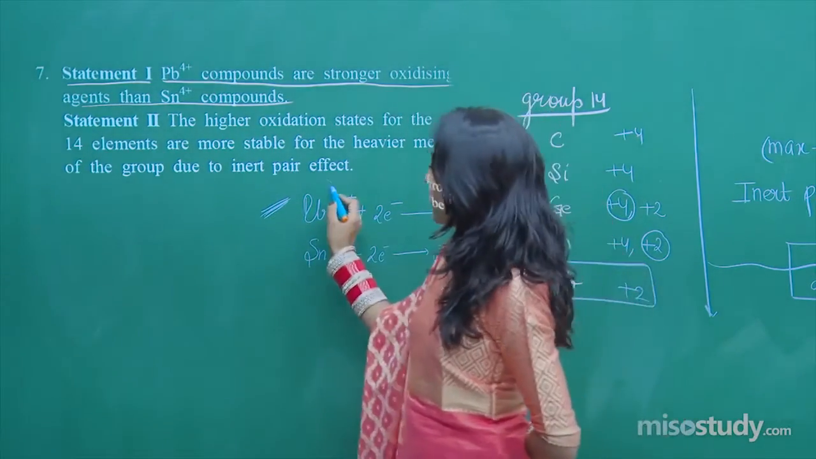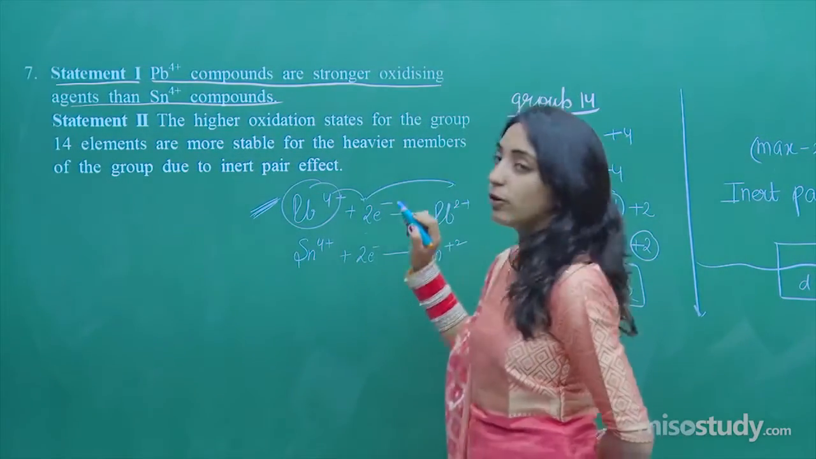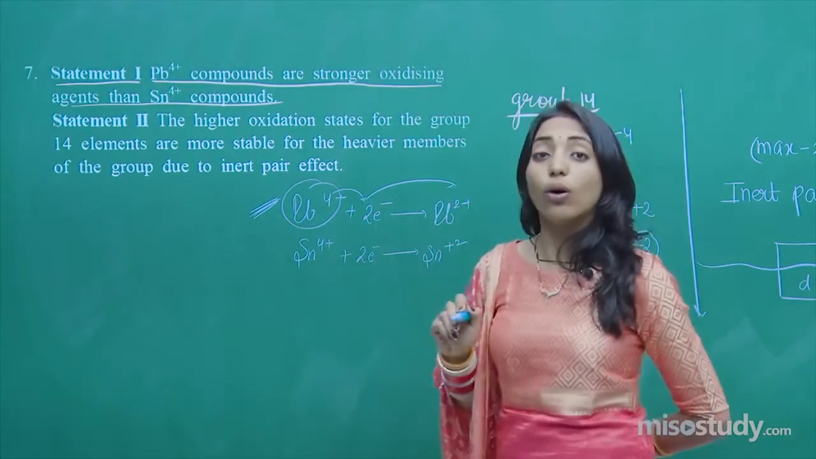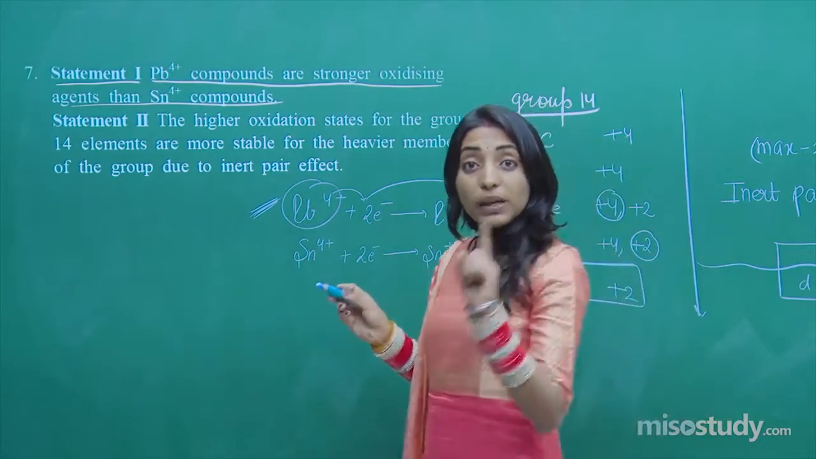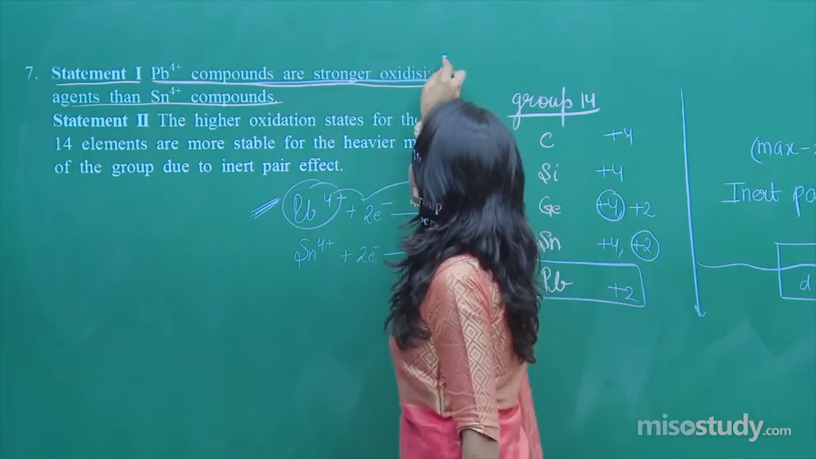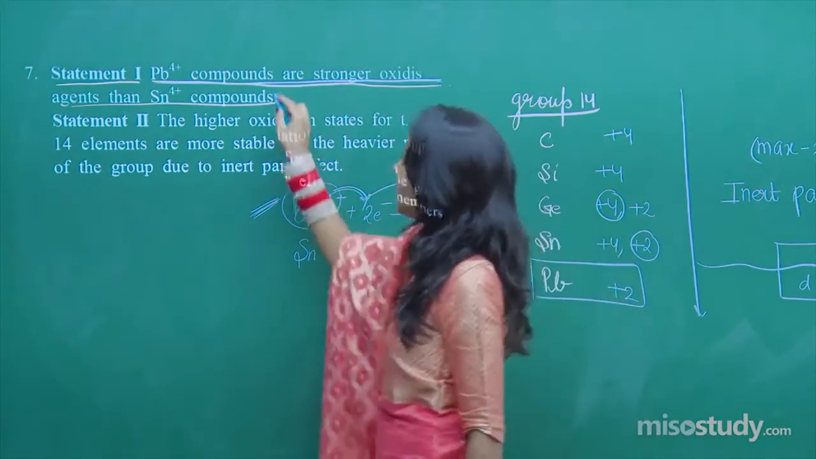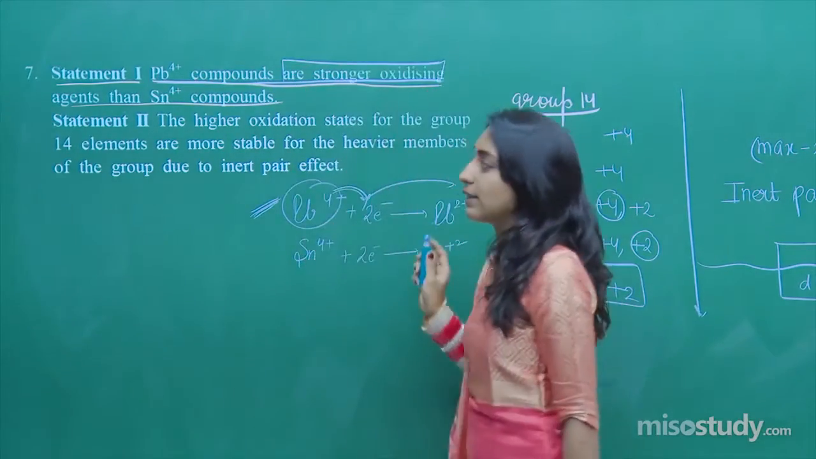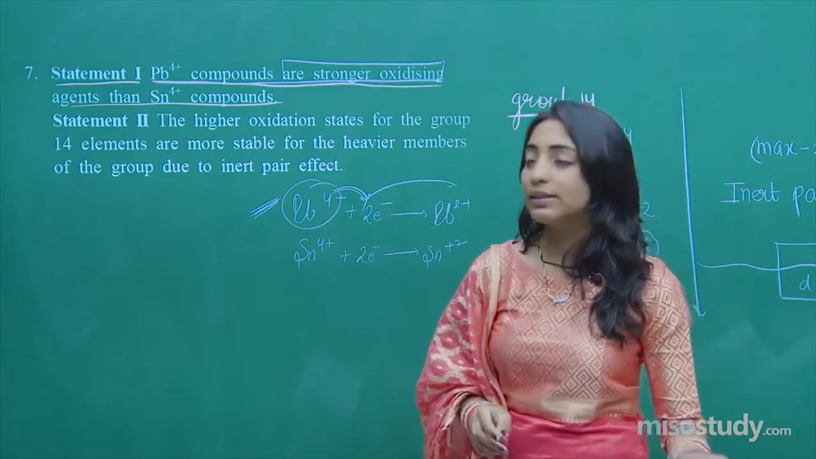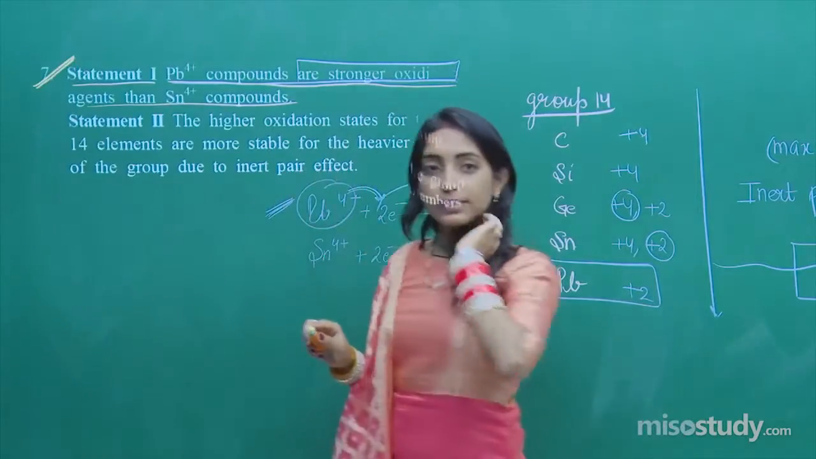Why? Because Pb+4 is not stable. It actually wants to accept 2 electrons and form Pb2+. That means Pb+4 wants to undergo reduction. And when Pb+4 compounds want to undergo reduction themselves, they will be called stronger oxidizing agents. So this is for sure that our statement number 1 is completely correct. So the first statement is correct.